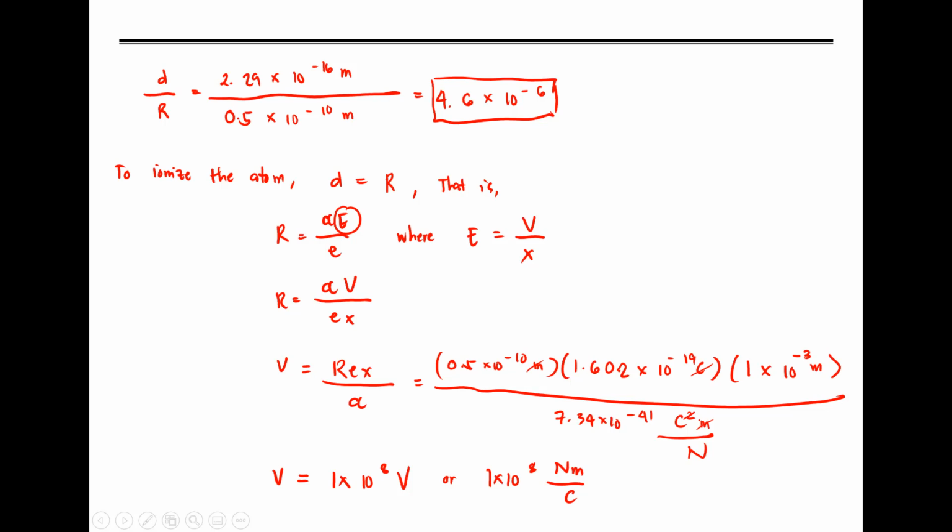So the SI unit for voltage or the potential is volts. You can use also Newton meter per coulomb or joules per coulomb.